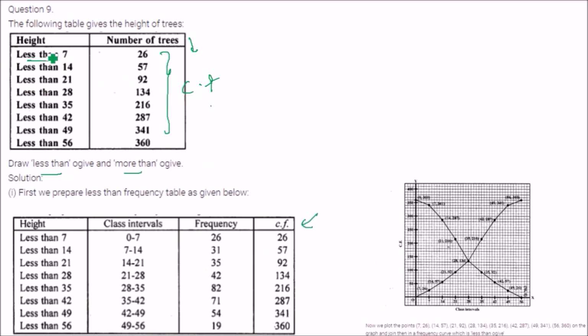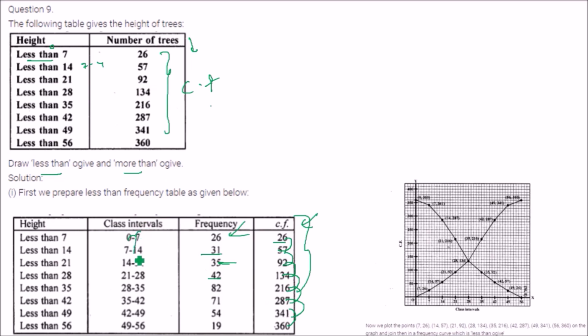In order to find the frequencies for the ranges, that is less than 7, that is 0 to 7, less than 14, that is 7 to 14, we'll take the differences. From 0 to 7, it will be 26. 7 to 14, it will be 57 minus 26, that will come as 31. 14 to 21, 92 minus 57, that is 35. 21 to 28, 134 minus 92, then 28 to 35, 216 minus 134, and 35 to 42, 287 minus 216, then 42 to 49, 341 minus 287, and 49 to 56, 360 minus 341. So we have found the frequencies from the cumulative frequencies given in the question.